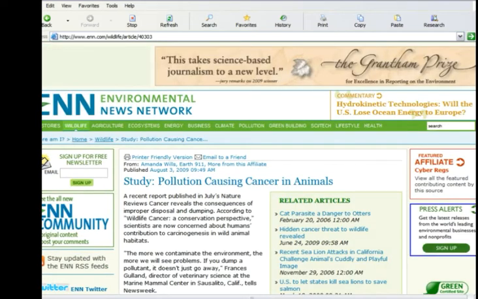Next, study: pollution causing cancer in animals, because cancer is due to the biological magnification of so many toxic materials which cannot be digested in our body. So they get deposited in our body and finally lead to cancer.